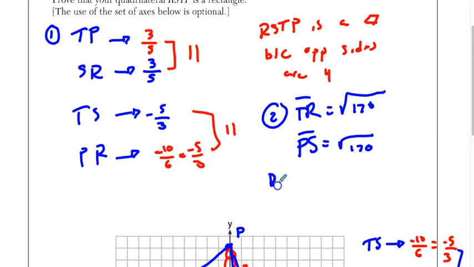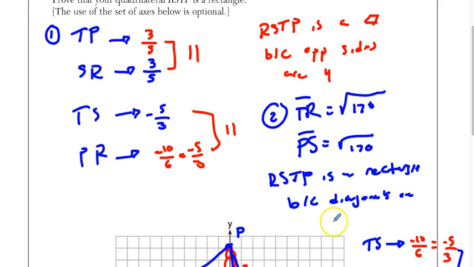So now we can prove that RSTP is a rectangle because diagonals are congruent. The end.